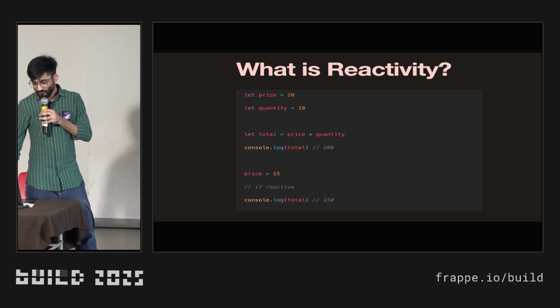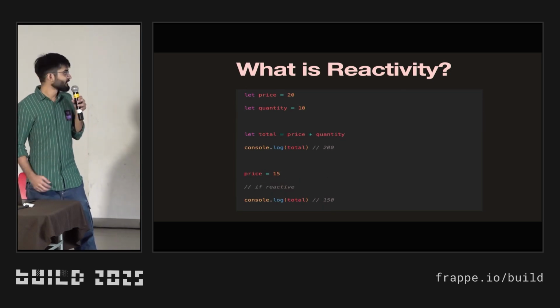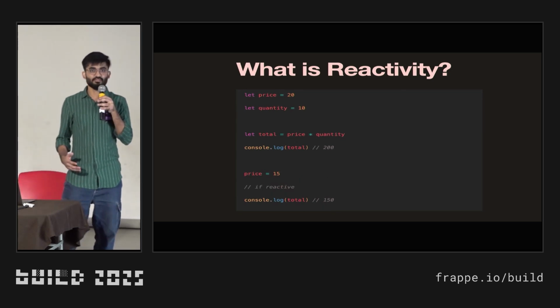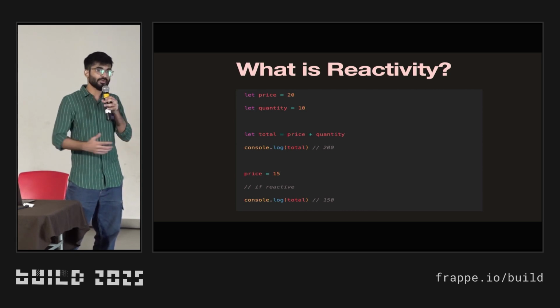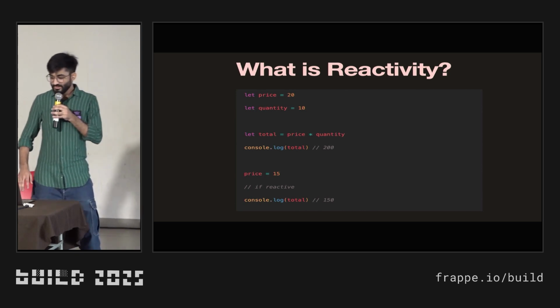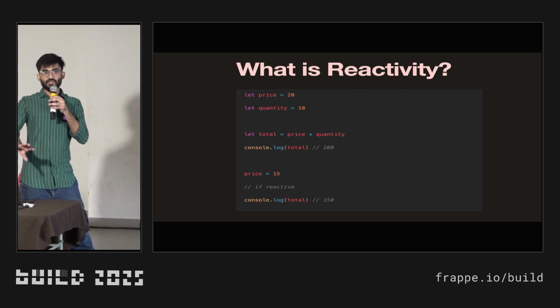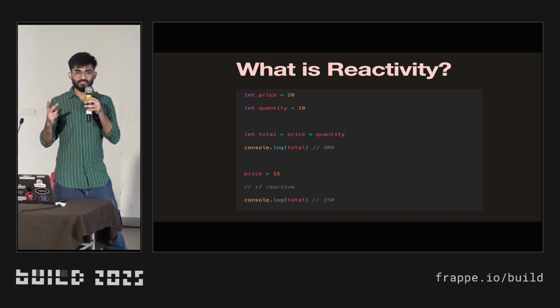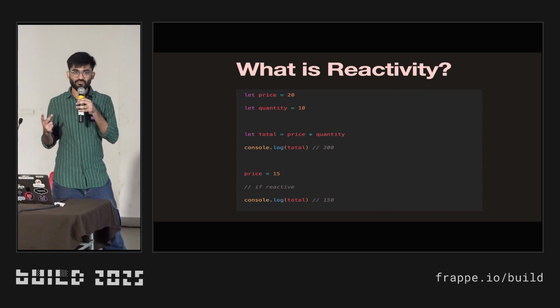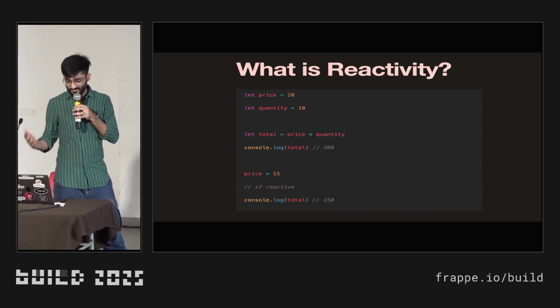Now, what if this system was reactive? As soon as I update the price variable to 15, you will see that the printed value is automatically updated. In this scenario, we were able to figure out that the total variable is dependent upon two states, the price state and the quantity state. And as soon as one of them changes, the total automatically updates.